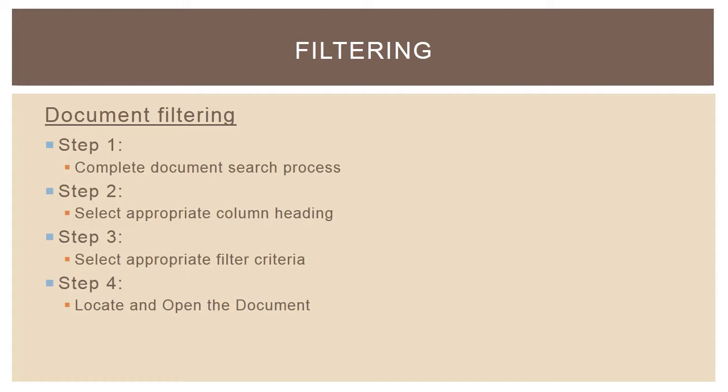In the following slides, we'll go ahead and walk through the 4 steps that are required to conduct a basic filter. In step 1, of course, we have to complete the basic search process. And then in step 2, we'll select the appropriate column heading. And in step 3, we'll select the appropriate filtering criteria. And in step 4, we'll locate and open the document of choice.